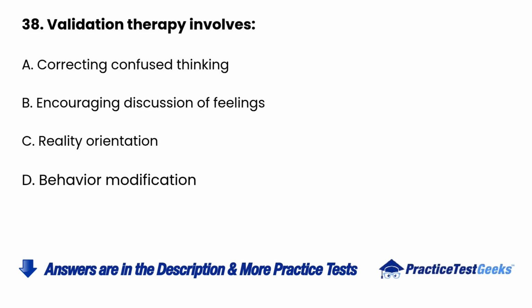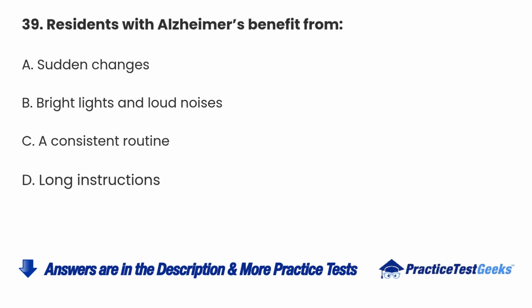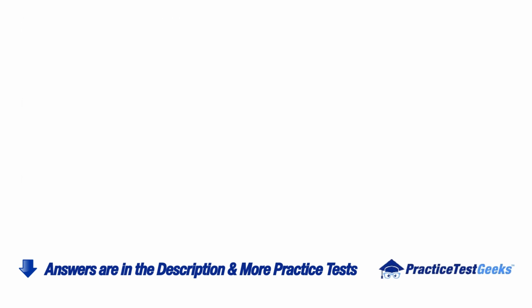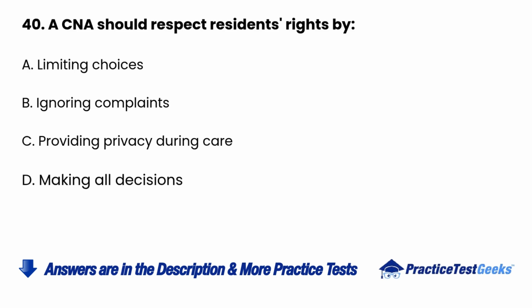38. Validation therapy involves A. Correcting confused thinking. B. Encouraging discussion of feelings. C. Reality orientation. D. Behavior modification. 39. Residents with Alzheimer's benefit from A. Sudden changes. B. Bright lights and loud noises. C. A consistent routine. D. Long instructions.